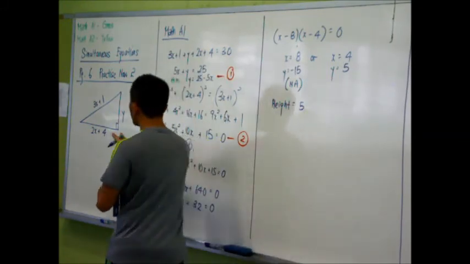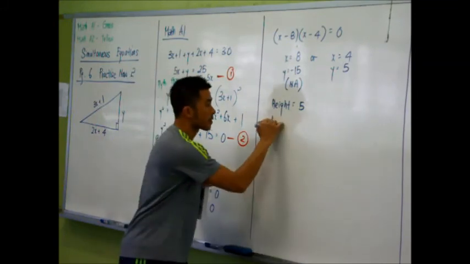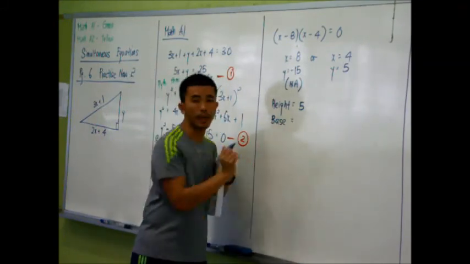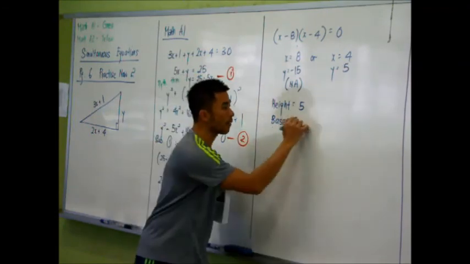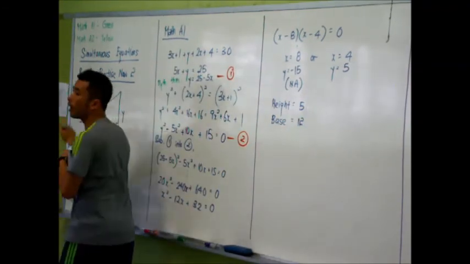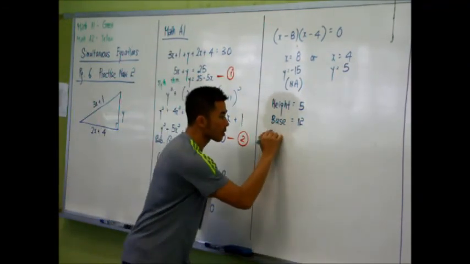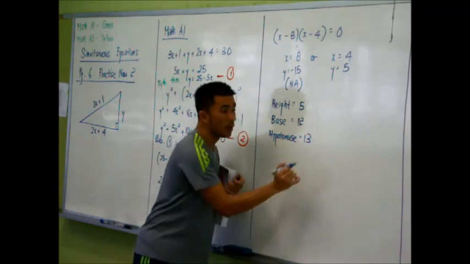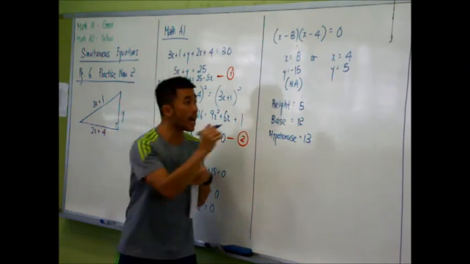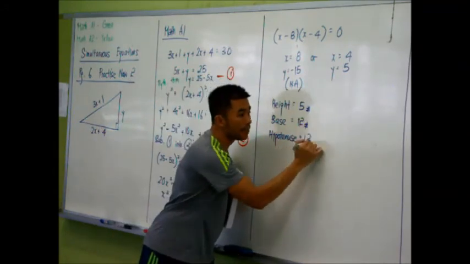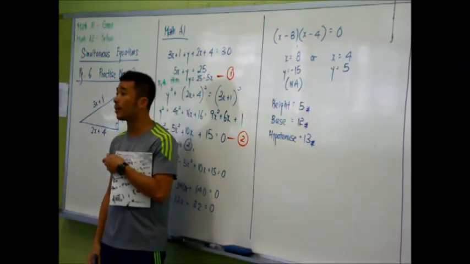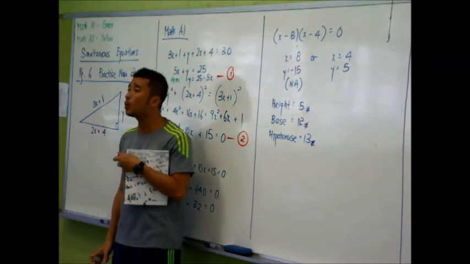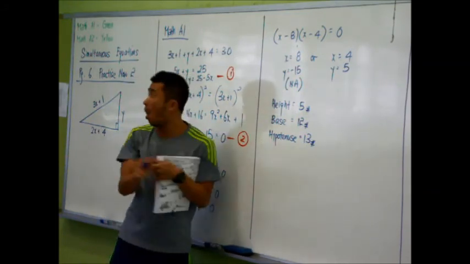So in this case, what's the height? 5. What is this? Base. The base. So what is the base? 12. Substitute inside, you have 12. What is this length over here? Hypotenuse. That's it. This is fine. And if this is the final answer, please underline so that I know this is the final answer. But Mr. Liu, during exam, I do not know all these dimensions.